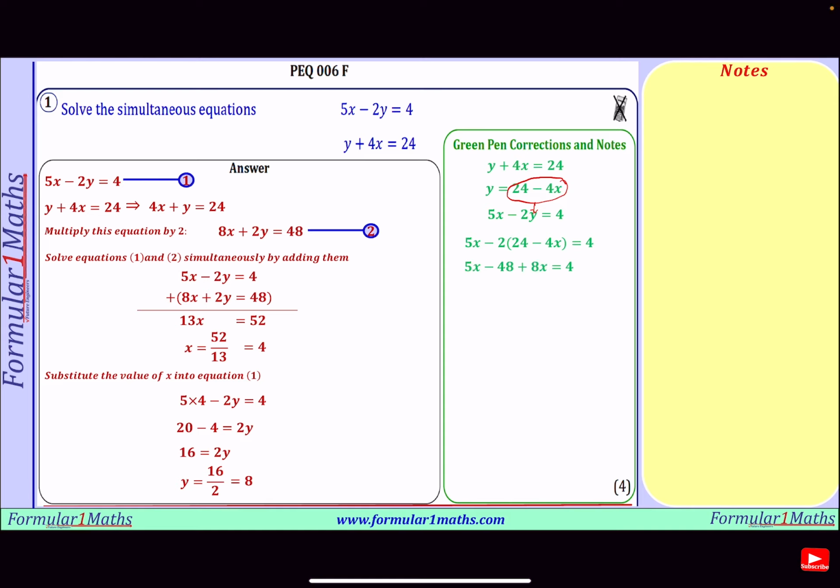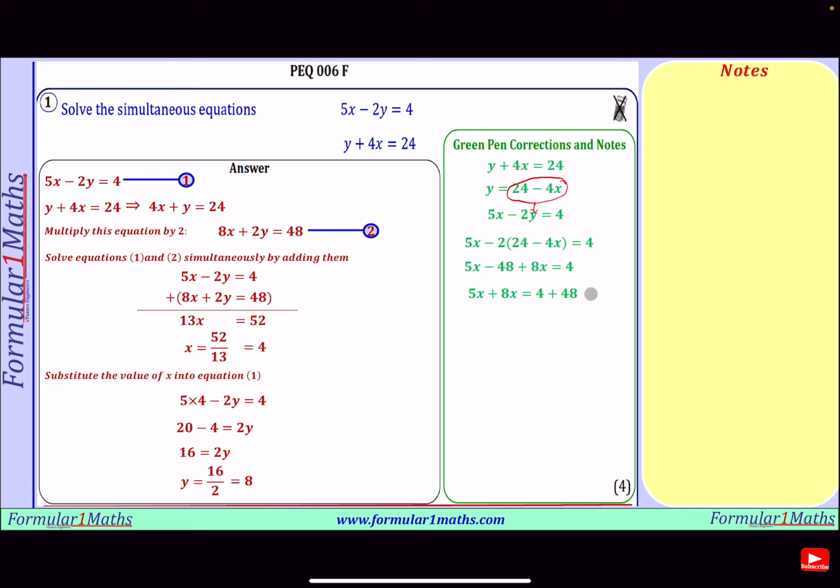Then I expand, I'll get 5x minus 48 plus 8x is equal to 4. Please note the negative signs. A negative here times a negative here gives you a positive. And then simplify that, you're going to get 5x plus 8x is equal to 4 plus 48, because I've taken the minus 48 onto that side to get plus 48.